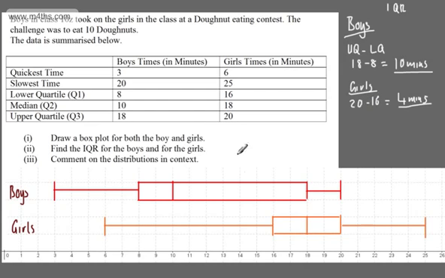They were slower. The median time it took for the boys to eat 10 donuts was 10 minutes, whilst it was 18 for the girls. Yet the girls were more consistent. 50% of them took now a maximum difference of 4 minutes. They took between 16 and 20 minutes, and that's the middle 50%. Yet the middle 50% of the boys took a 10-minute difference. So what we can say is the girls were more consistent.